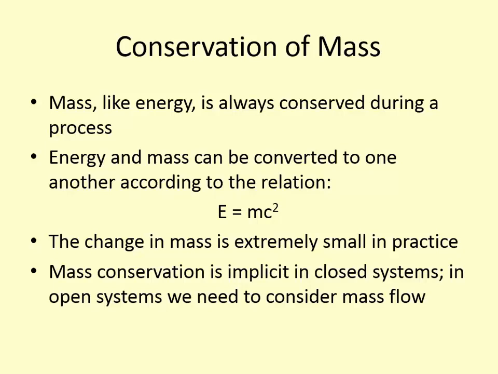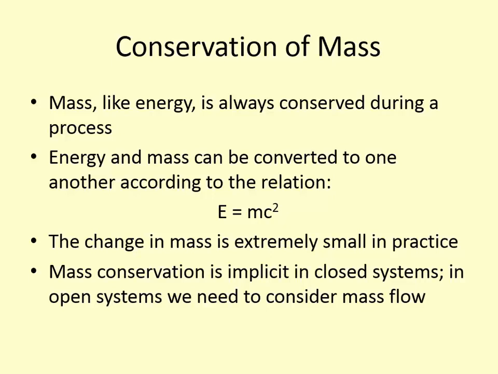In a closed system, the conservation is implicit. Because there's no mass crossing the boundary, we don't ever worry about the mass changing. We may need to know changes that involve going from one phase to another, so we might be concerned with how much of the mass is in a liquid state versus a vapor state, but the total amount of mass in the system doesn't change.